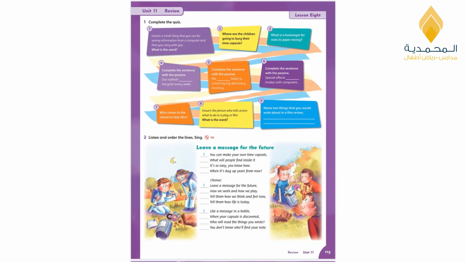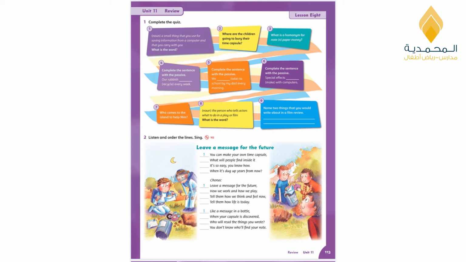On this page, you are supposed to complete the quiz because you already know the answers from the previous unit. Look at number 1. It is a small thing that you use for saving information from a computer and that you carry with you. What is the word? Think about it. Excellent. A memory stick. Number 2. Where are the children going to bury their time capsule? Yes, in the park. Number 3.